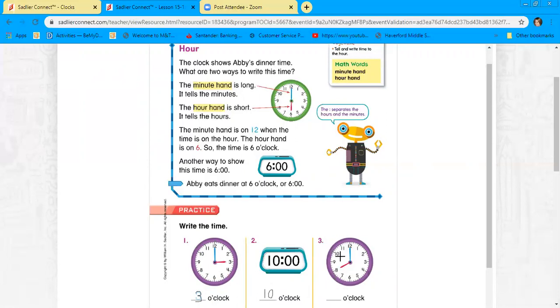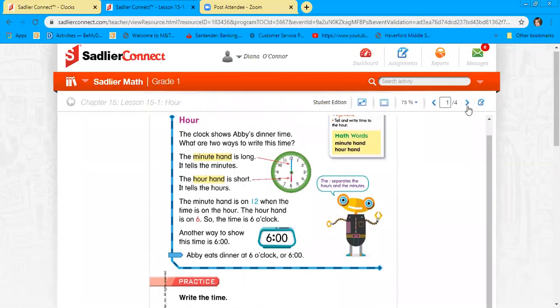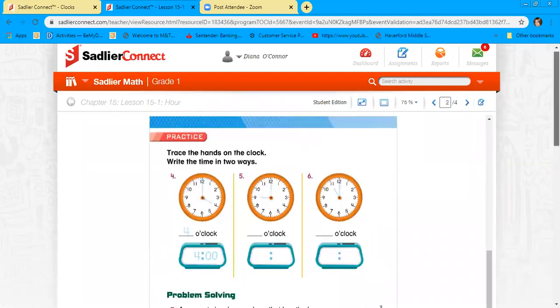Then I want you to look at number 3. We have our long minute hand on the 12, our short hour hand on the 8. So I know it's 8 o'clock. So I can go ahead and write the number 8 on the line. I want you to turn to the next page with me because I want to talk a little bit more about my hour and minute hand.